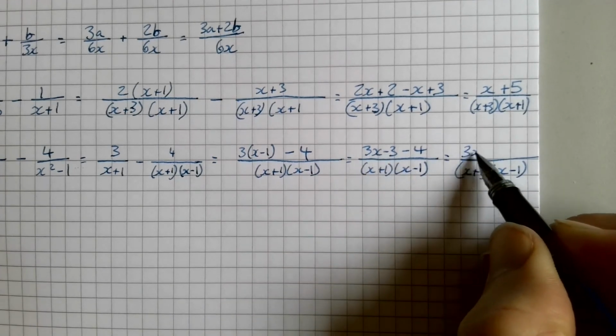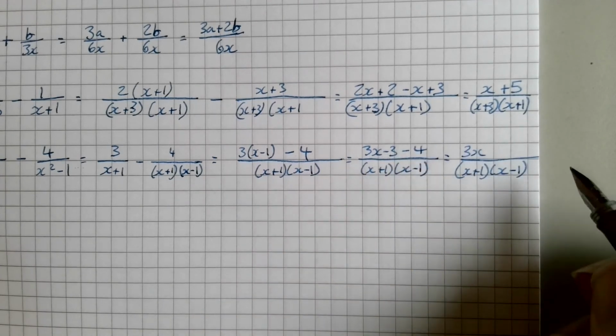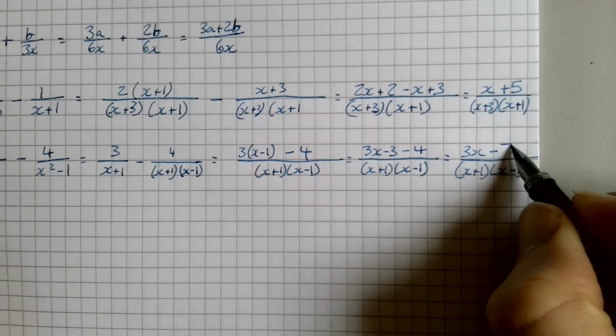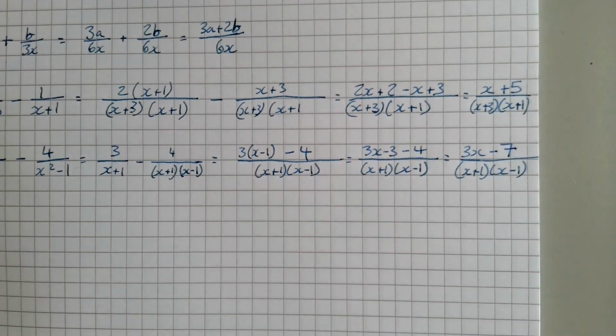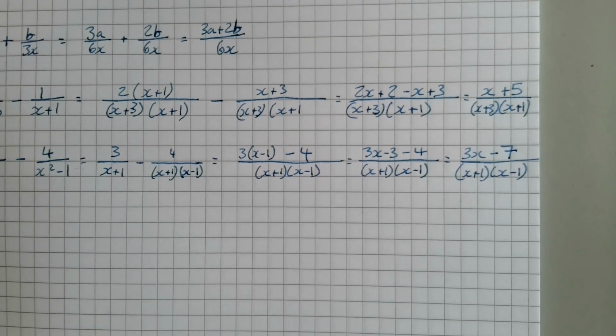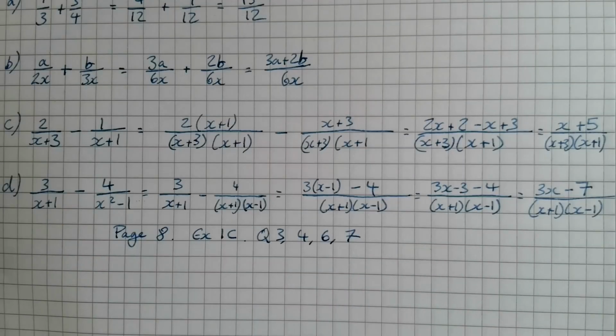3x is the only term with x, but we've got negative 3 and negative 4, which add together to make negative 7. And that is all the examples for today.